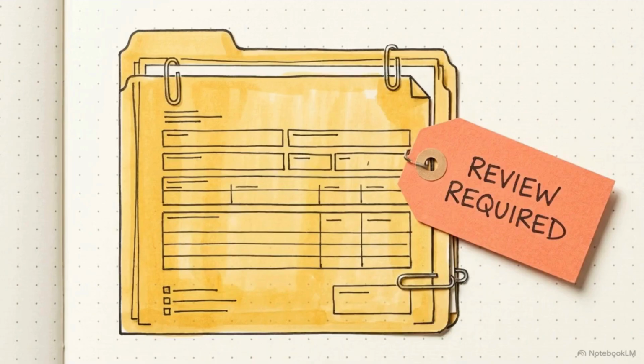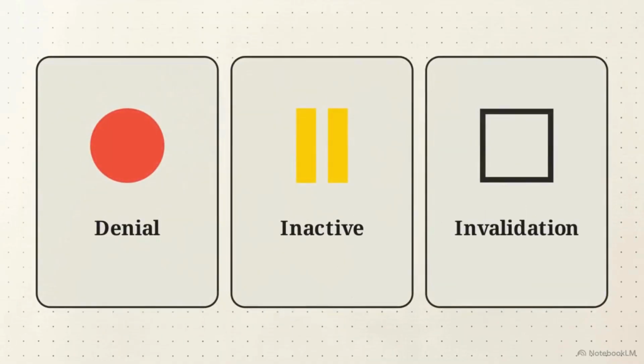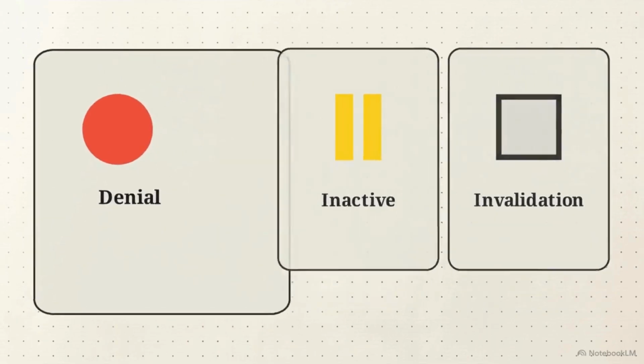When an application is flagged, the division uses three distinct terms to describe the status of a license. While they may sound similar, each carries a different legal weight and requires a different response. These are categorized as denial, inactive, and invalidation. Denial blocks a license, inactive pauses an existing license, and invalidation cancels a license issued in error.